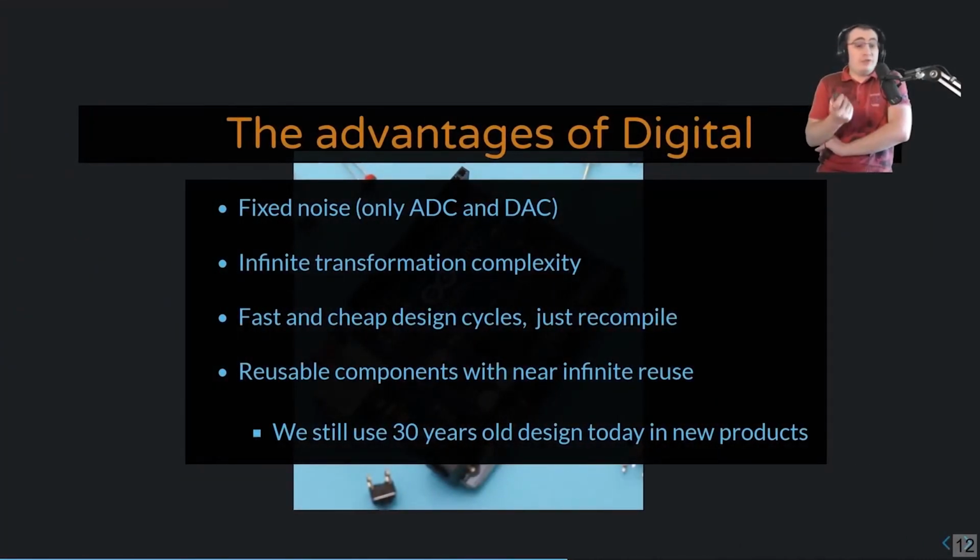What is the advantage of digital? Well, there are a few. First, there is a fixed noise. ADC and DAC create some noise, but any digital transformation is noise-free. That's an amazing thing about digital transformation. Your noise is bounded at the start and at the end, and that's it. And you know how much of it you have, so you can deal with it. You can do whatever you want in this programmable thing. So you have an infinite complexity for transformation with no noise, remember. So you can do whatever we want. It's fast and cheap to design because we can just recompile, flash, done. And for the same reason, these components are reusable with near infinite reuse.